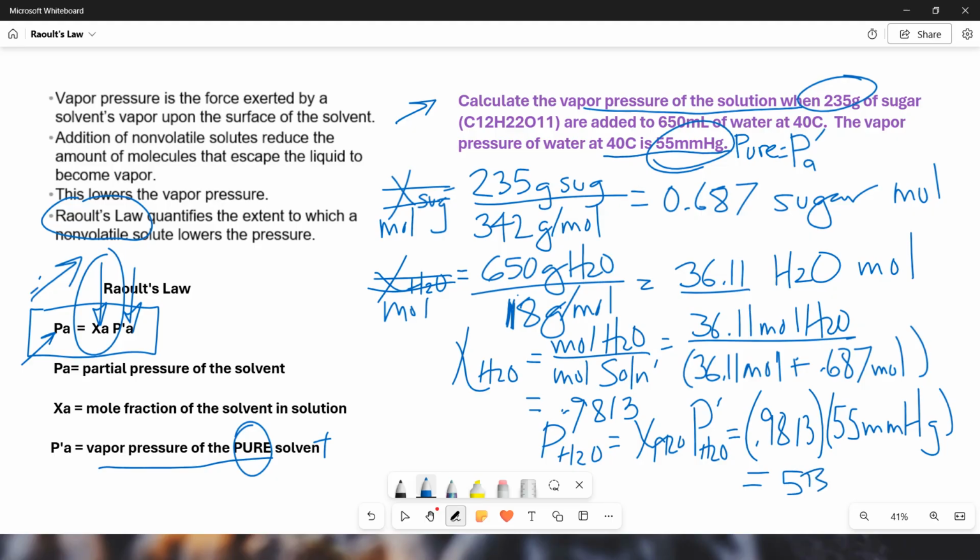Oops. No, doesn't want to write. Let's write it over here. It's going to be 53.97 millimeters of mercury. And that makes sense because pure water is 55. And if we dissolve some sugar in it, less of the water is going to be able to vaporize from its solution. Therefore, it's going to lower the vapor pressure. And so that makes sense.